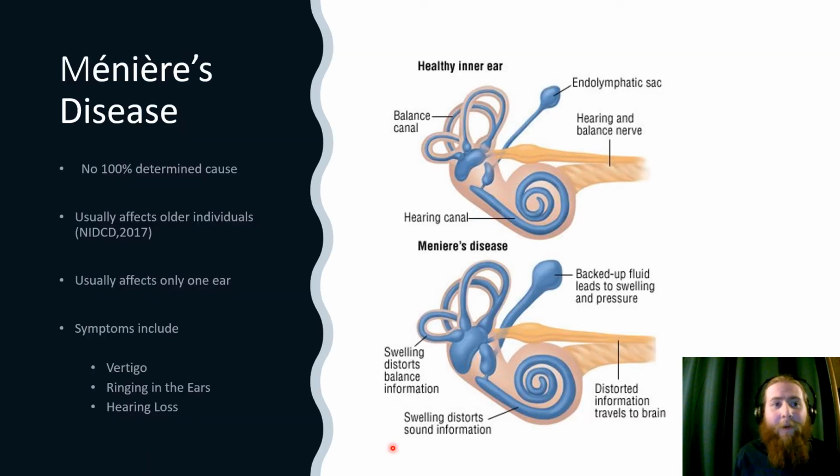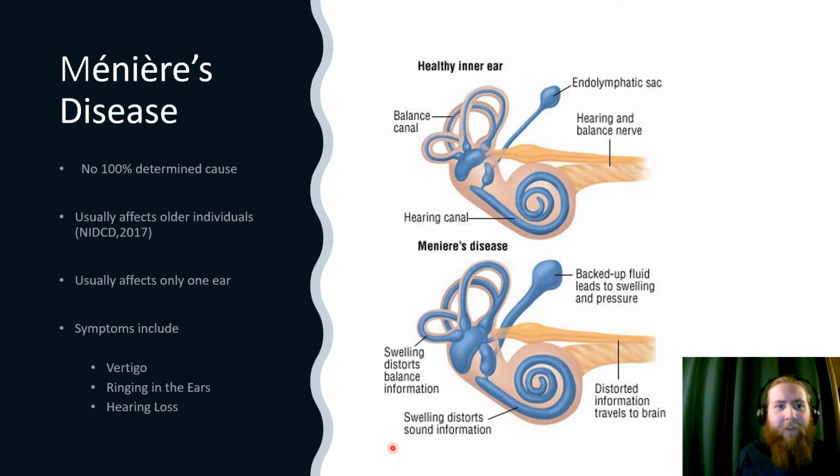Next up, we're going to talk about Meniere's disease, which is a disease affecting this vestibular apparatus. There's no 100% determined cause for this. There are lots of different factors at play. It may be genetic. It may be the result of a viral or bacterial infection. It usually affects older individuals, and it usually only affects one ear. And symptoms of Meniere's disease involve vertigo, ringing in the ears, and hearing loss.